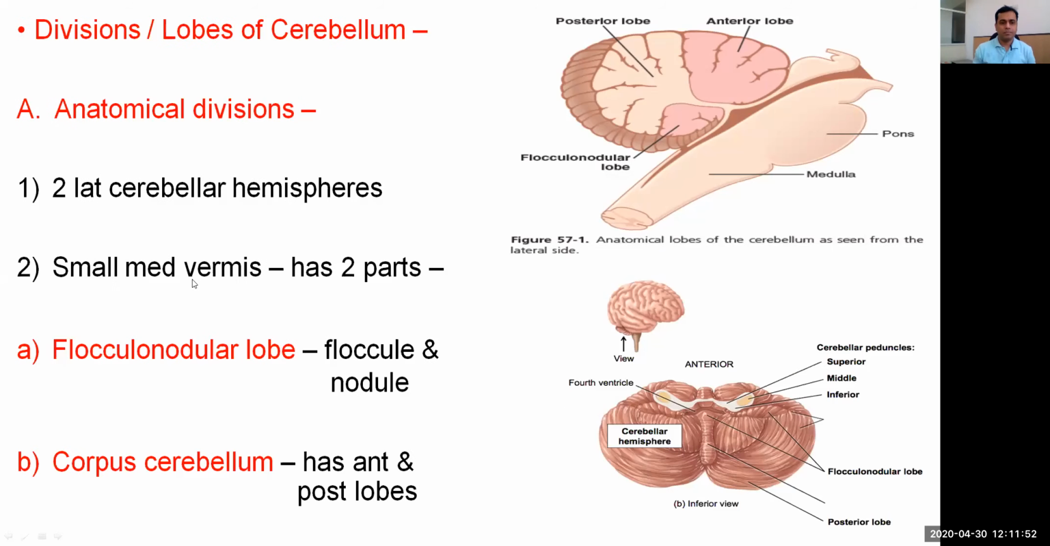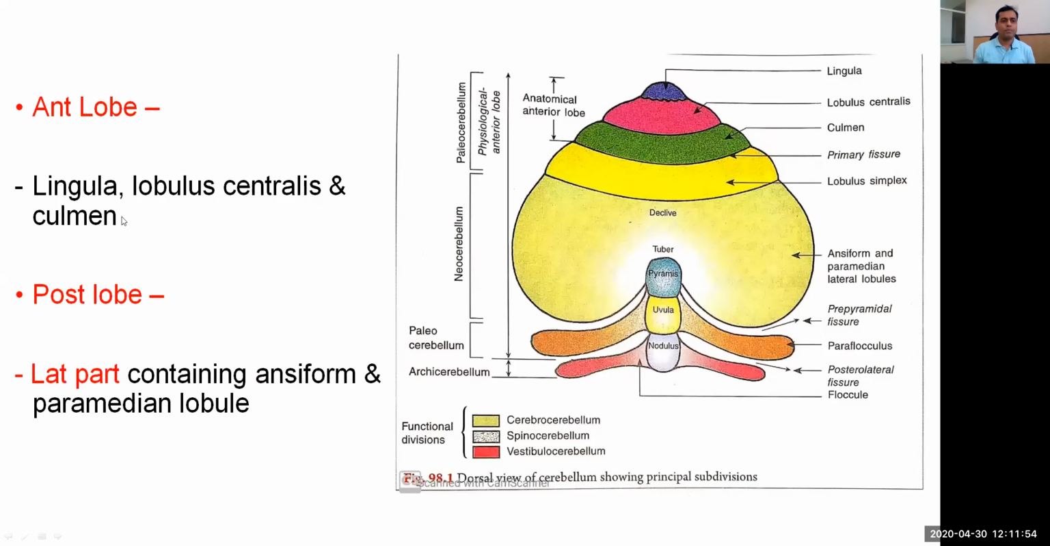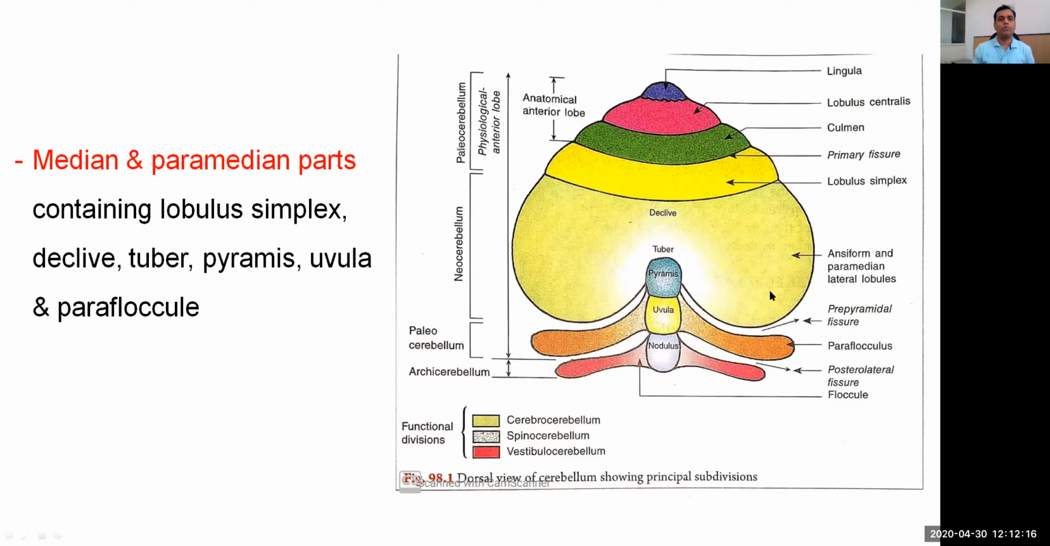The anterior lobe of the corpus cerebelli has these parts: lingula, lobulus centralis, and the culmen. Whereas the posterior lobe has a lateral part which contains the ensiform and paramedian lateral lobules. This is the ensiform and the paramedian lateral lobule. Median and paramedian parts contain lobulus simplex, declive, tuber, pyramis, uvula, and the paraflocculus. This particular part.